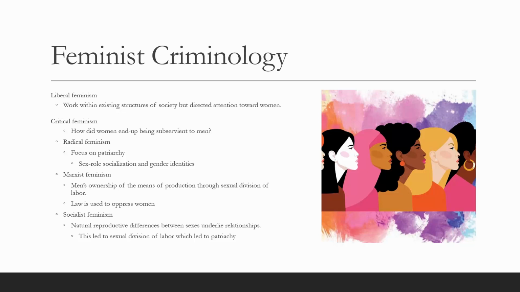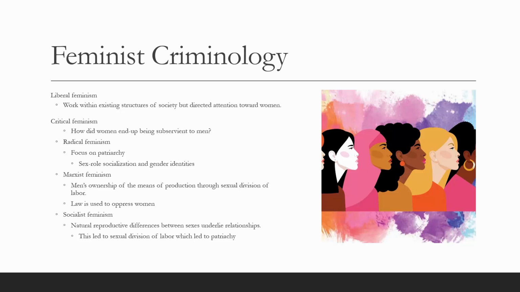But then you have critical feminism, which challenges existing social structure, right? Critical feminism has come out of liberal feminism, and it sort of opposes it and says, hey, look, what are some of the challenges that cause women to be subservient to men, right? And out of that came 3 different types of feminism.